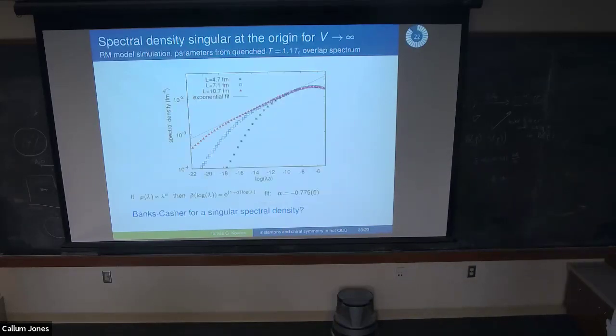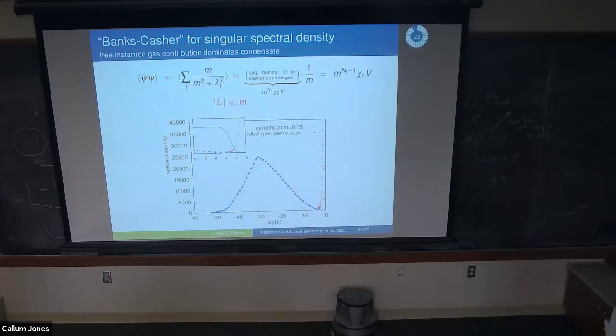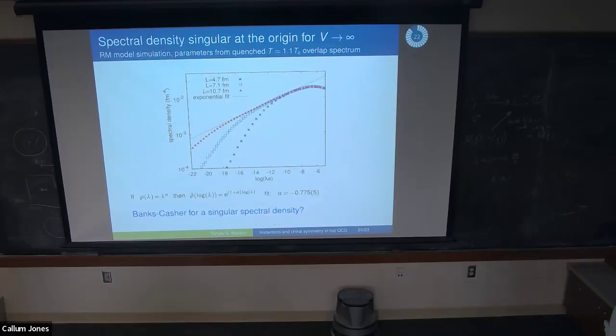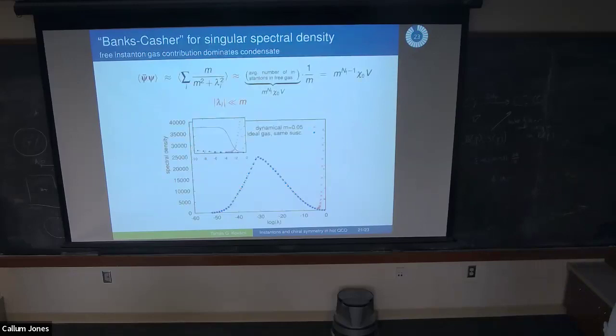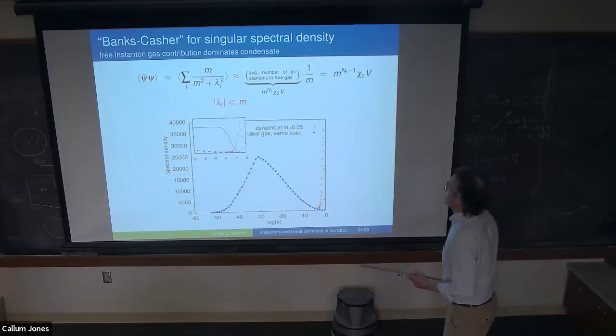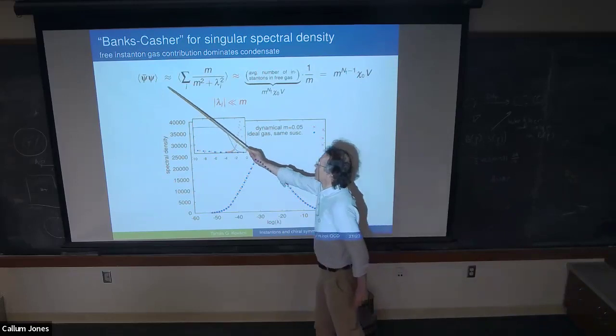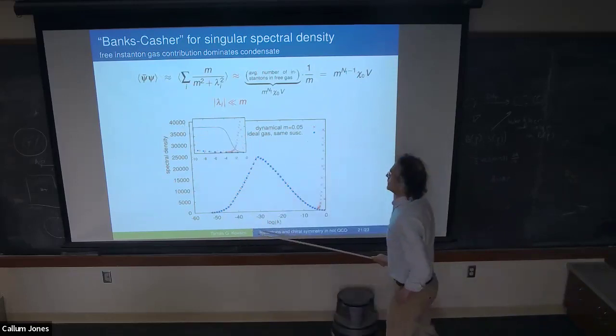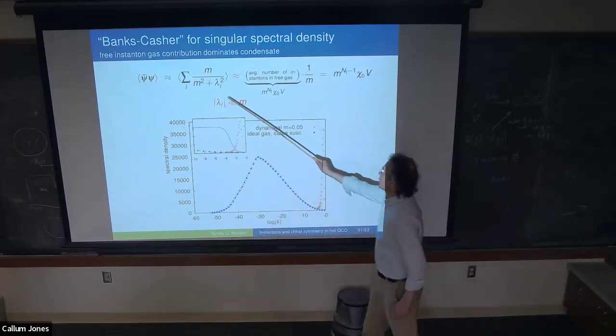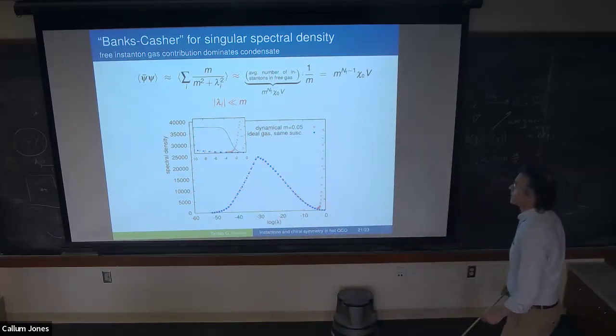And I will show you that in the, well, I think I will skip this because this is just to show you that the spectral density actually becomes singular in the infinite volume limit. I can discuss it if somebody is interested. But the important point is this. What happens if you want to apply the Banks-Casher? So let's try to compute the chiral condensate.